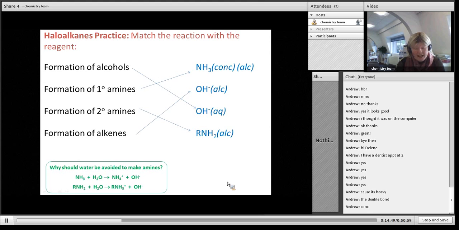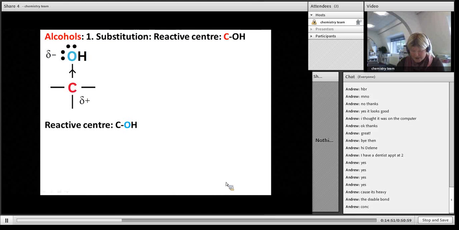So we've done haloalkanes. Remember, it was 4 reactions, and it was pretty much substitution and elimination. So those were the 2 types of reactions. Alcohols have got 3 types actually. We've got the substitution and the elimination, and then we've also got an oxidation. So we'll just have a little bit more now. But otherwise, it's the same thing.